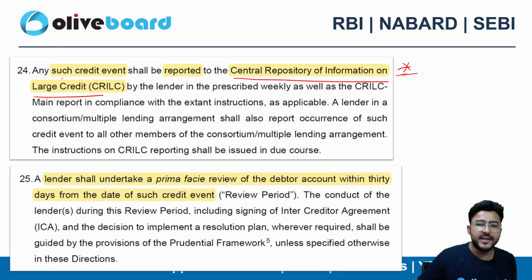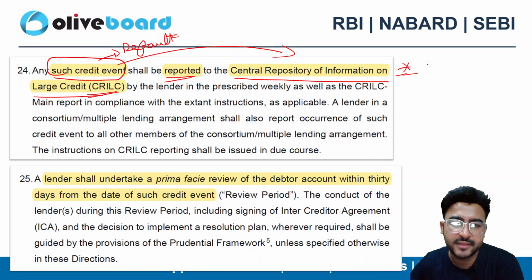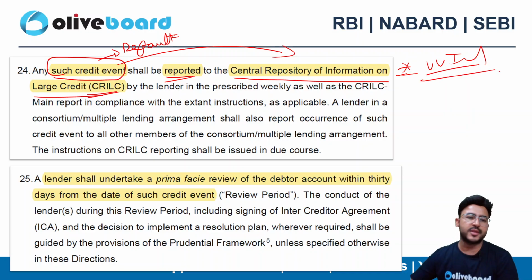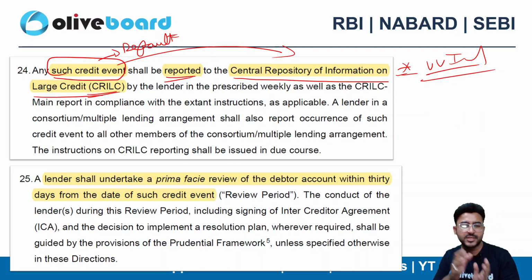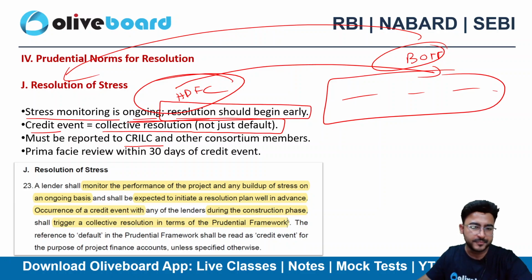Now in case of credit event, that means in case of any default. What is credit event? Default. You need to report as regulated entity. You need to report on the CRILC. Very, very important. Where do you need to report? CRILC, Central Repository of Information on Large Credit, right? So you need to report on this particular platform.